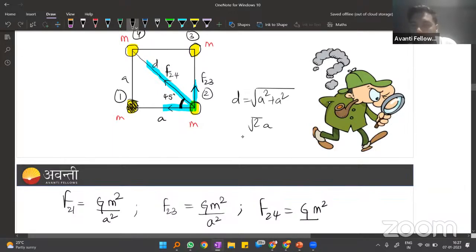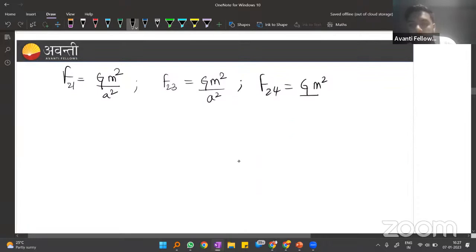That gives root 2 A, and A is outside. So let me write it this side: A root 2, the distance between 2 and 4. So that distance squared, root 2A whole square, will give us Gm square by 2A square. Root 2 square will be 2, and A square is A square.